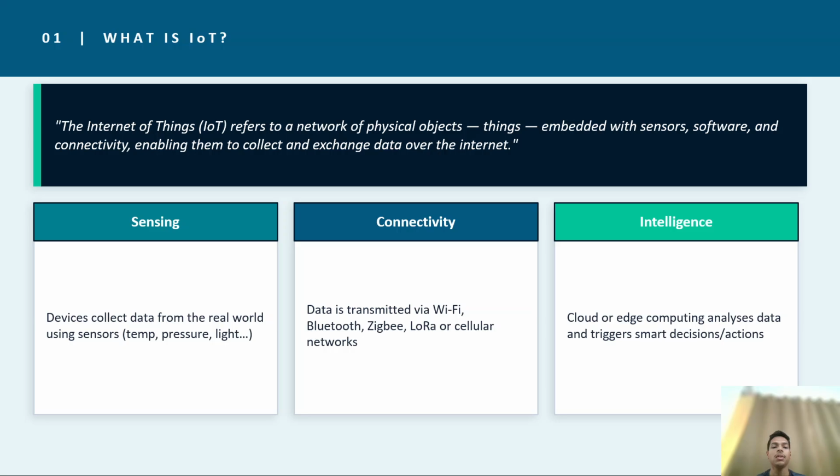The three pillars are sensing, which is about collecting real world data, connectivity, transmitting that data wirelessly, and intelligence, making smart decisions using the data. IoT isn't just a technology, it's a whole new way of thinking about the physical and digital world working together.